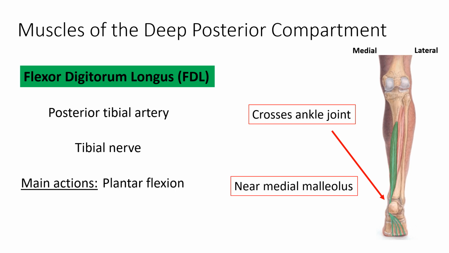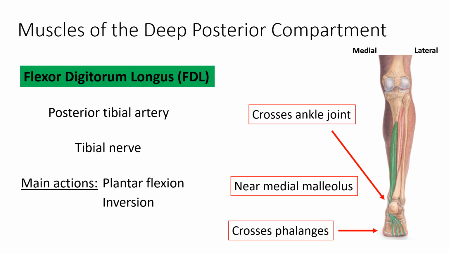It also crosses near that medial malleolus, which will come into play a little later on when we're talking about a mnemonic. But because it's crossing at the ankle joint near this malleolus, it will also be involved with inversion. The tendons of this muscle also cross the phalanges in the foot, so it will flex the lateral four toes.